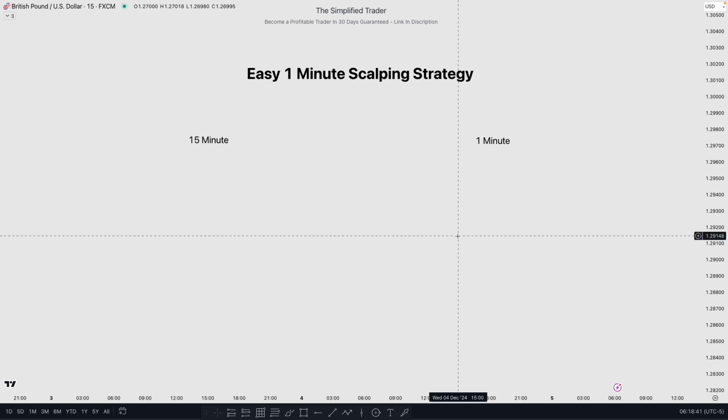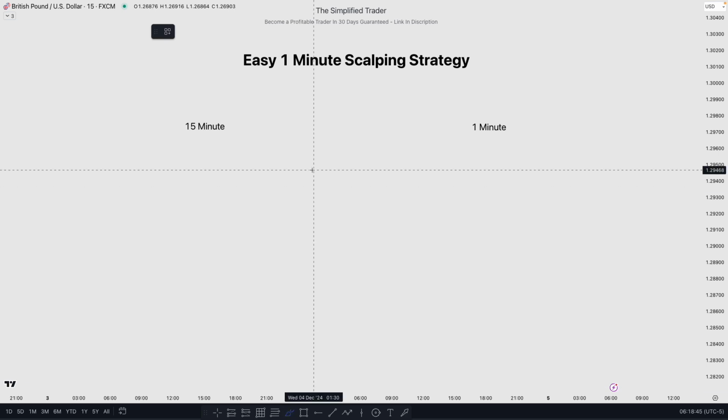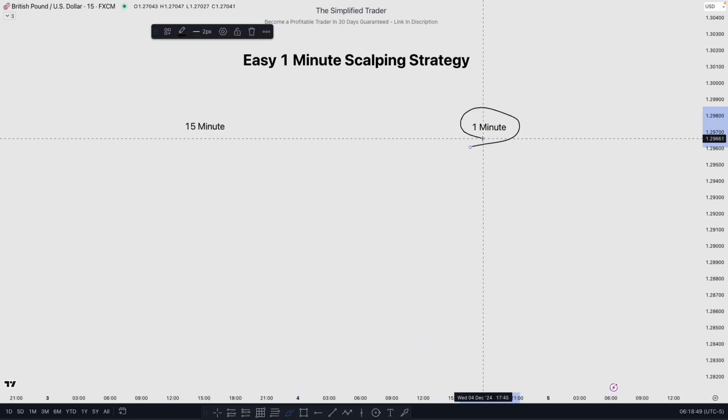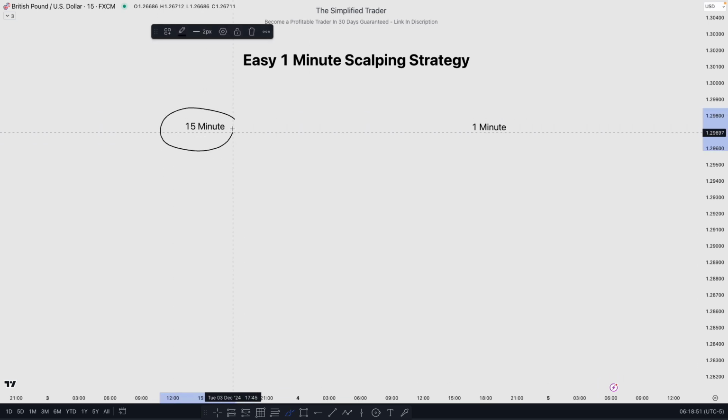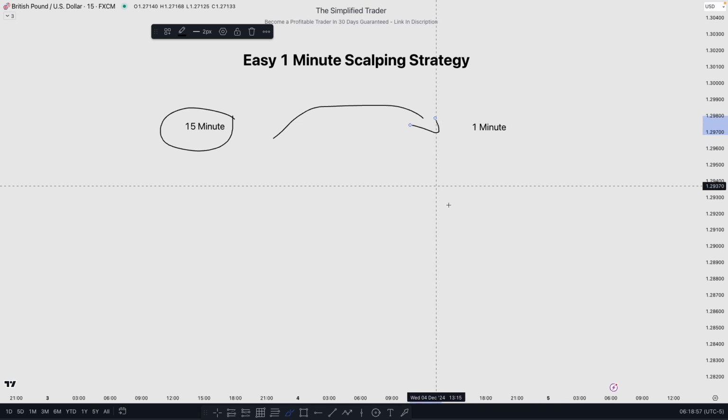So let me jump straight into the rules of this strategy. For this 1-minute strategy, we are going to be focusing on the 15-minute time frame and the 1-minute time frame. We are going to use the 15-minute time frame to do our analysis, and then we're going to jump to the 1-minute time frame to execute our trade.